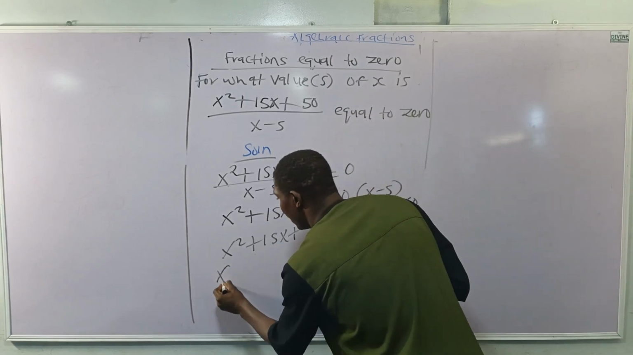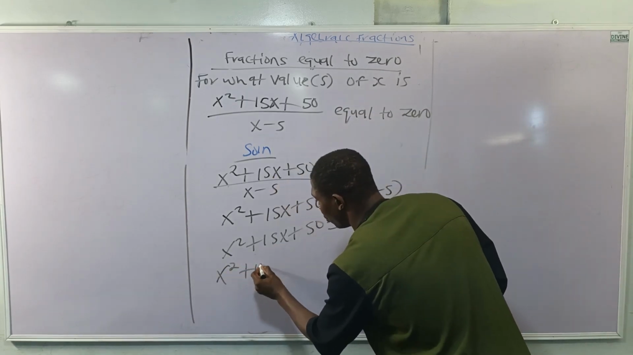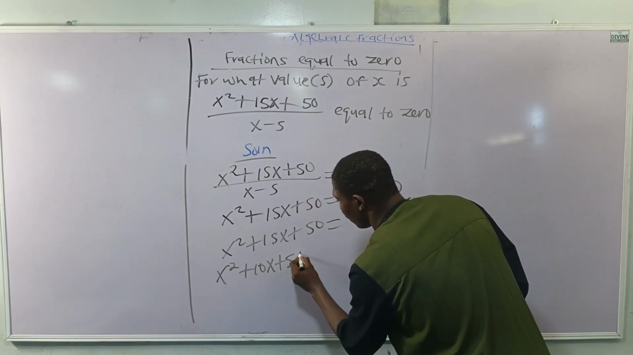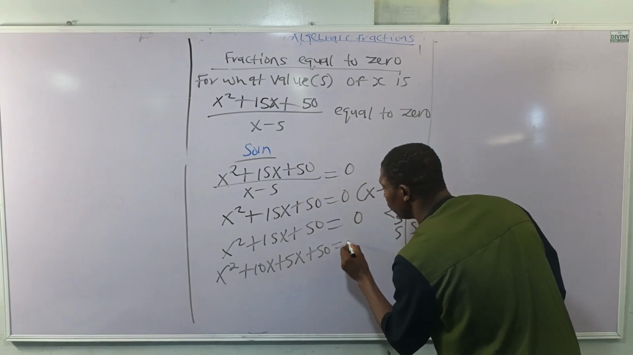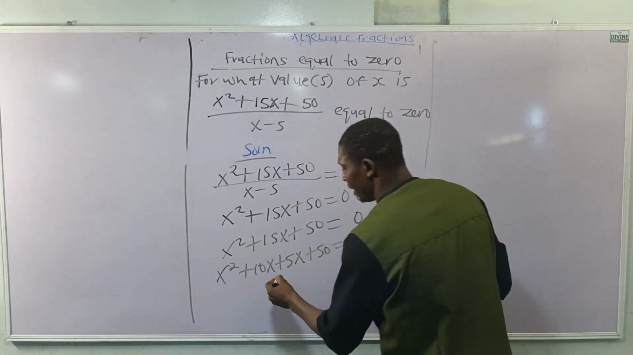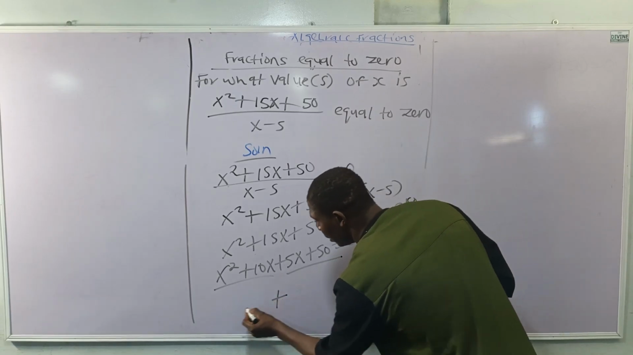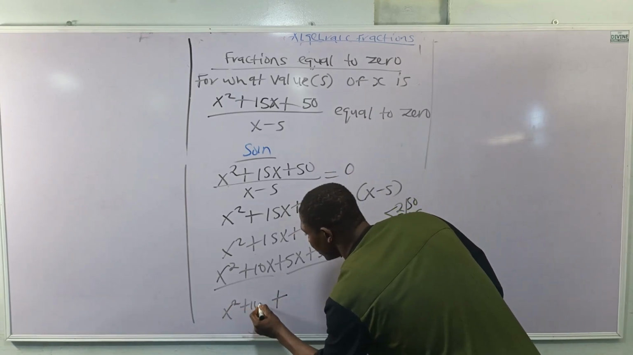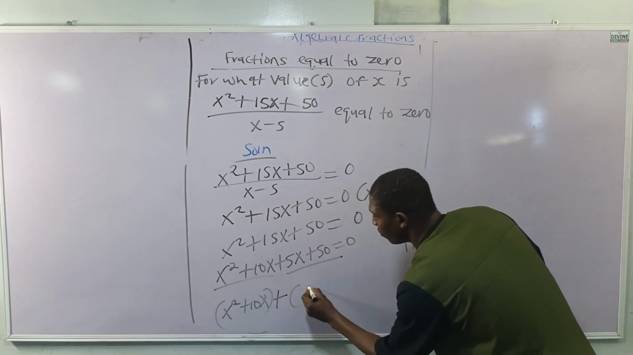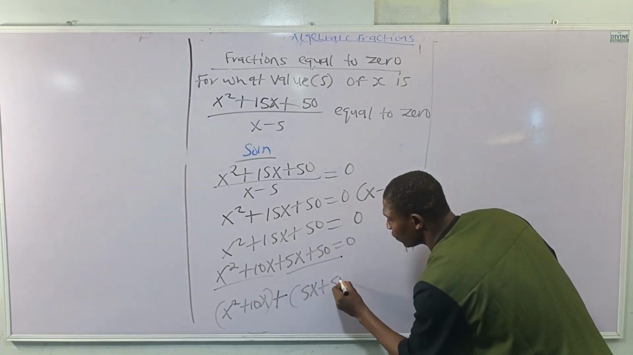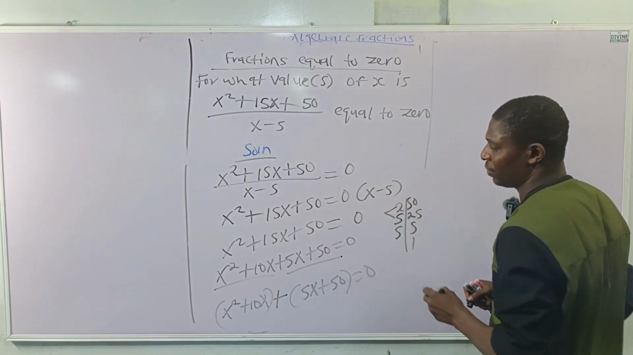So I can have this expression as s squared plus 10s plus 5s plus 50 equal to 0. And I'll combine these two and also combine these two, then I'll bring my middle sign. So I have s squared plus 10s in brackets, 5s plus 50, all equal to 0.